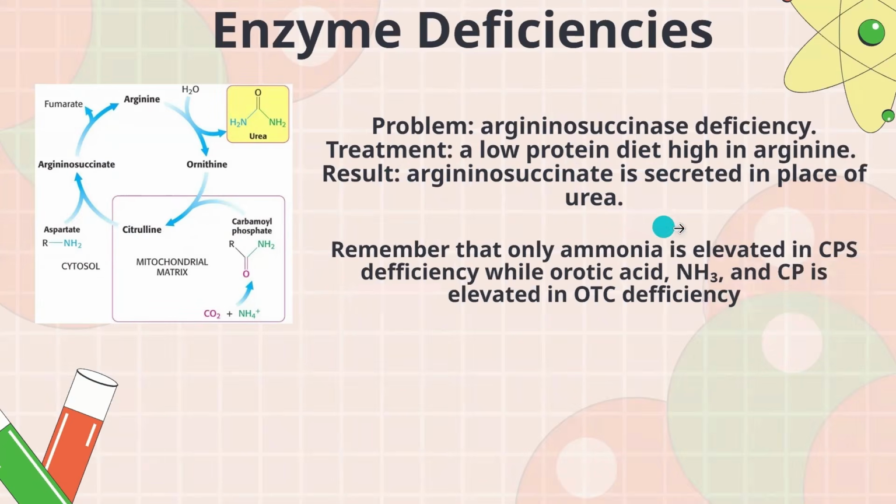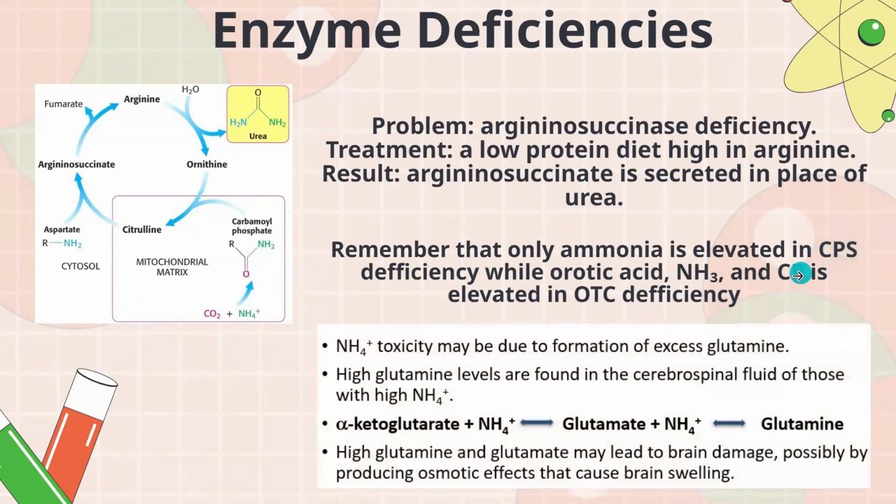Let's remember that ammonia is elevated in CPS deficiency, while orotic acid, NH3, and carbamoyl phosphate are elevated in OTC deficiency, which is ornithine transcarbamylase deficiency. In carbamoyl phosphate synthetase deficiency, only ammonia is elevated. I included it from the slide so you can get it immediately.